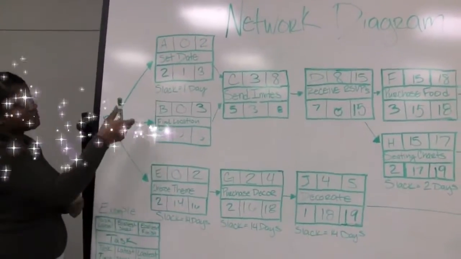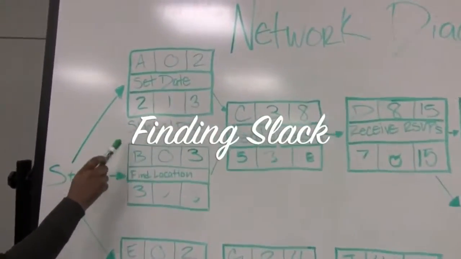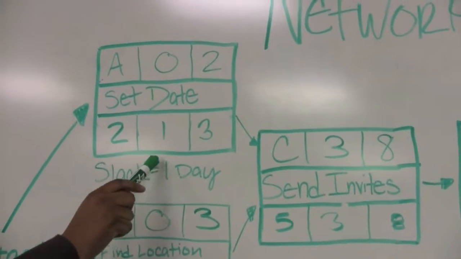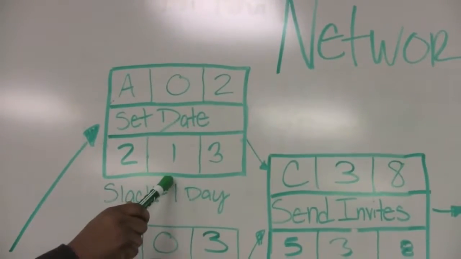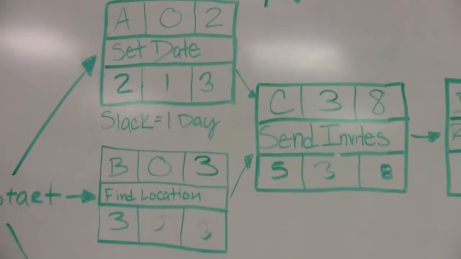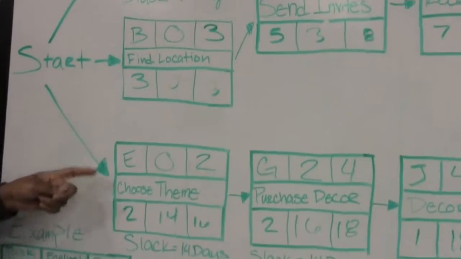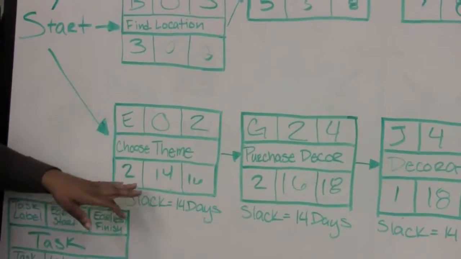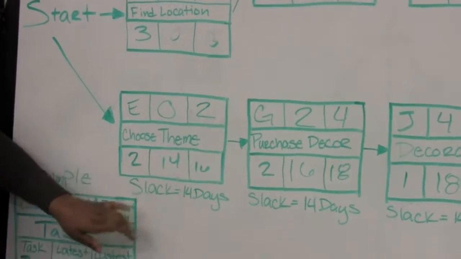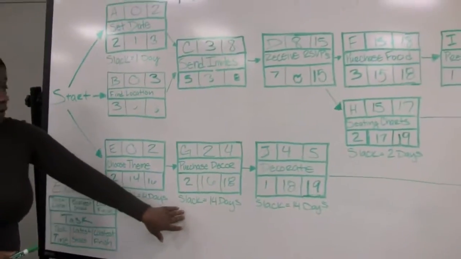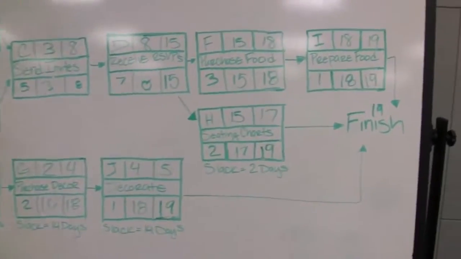So for setting a date, task A, you could see that we wouldn't have to start this task until day 1 instead of day 0. So that leaves us with 1 day of slack. Same for choosing a theme, task E. Instead of starting at day 0, we could wait until the 14th day to start. So that provides us 14 days of slack. And so forth for all the other tasks that have slack.